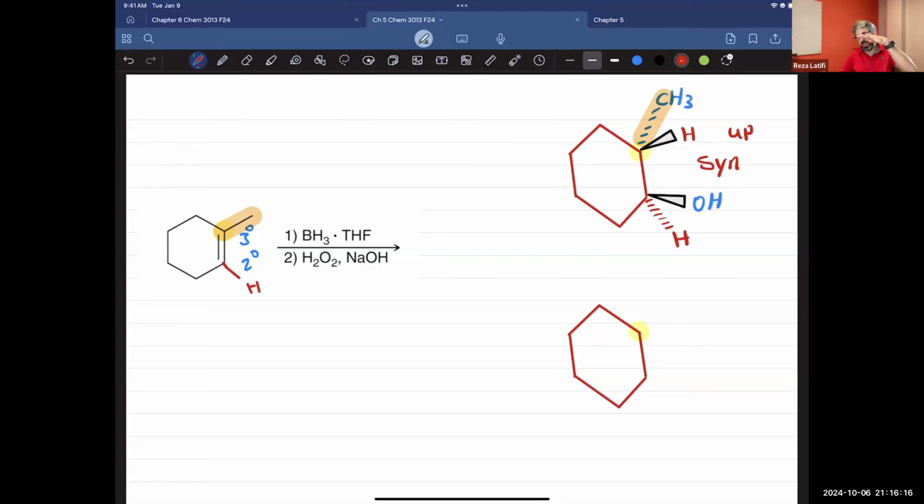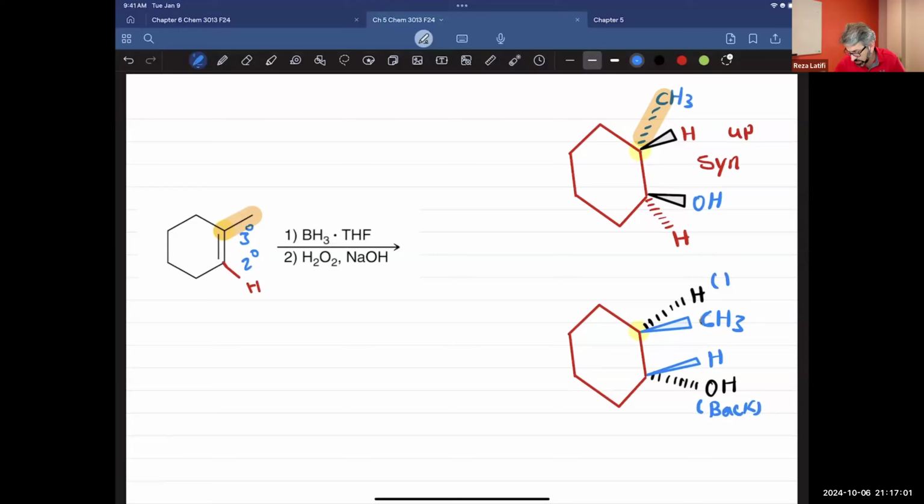Let's do it from the bottom of the molecule. In that case, both those substituents will be added to the back. This is going to be OH, and the H will be here. Where is the methyl group going to be? The methyl group will be in this position. So this is CH3, and that's going to be the hydrogen. OH and H are now back of the molecule. These two are back, and that one is also back. So addition happened to one side of the molecule.